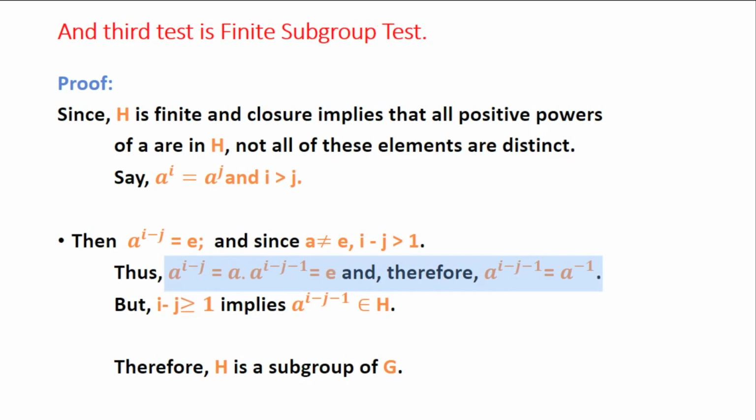Thus, e is equivalent to a to the power i minus j, which is a times a to the power i minus j minus 1. And therefore, a to the power i minus j minus 1 is equivalent to a to the power minus 1. But i minus j is greater than or equal to 1 implies a to the power i minus j minus 1 is an element of H. Therefore, H is a subgroup of G.